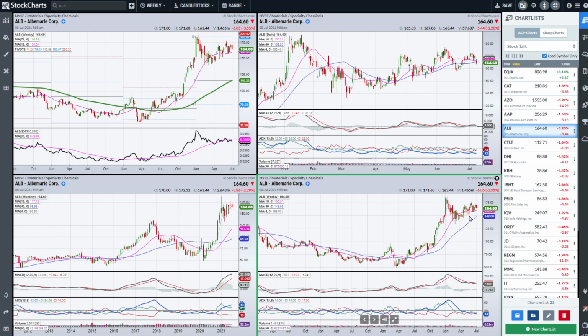I think one of the things I'd be looking for is a move back up through 175, 180, especially with price and volume confirmation, some strength to the upside. That'll probably tell me that this is really getting ready to go again. But again, I'd like to see this maybe last a little bit longer in terms of going sideways.